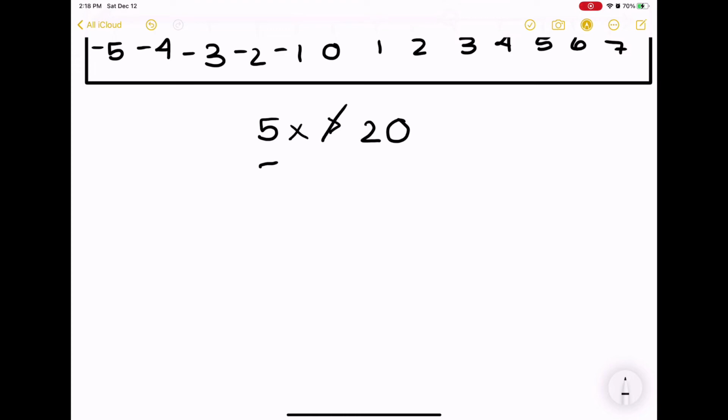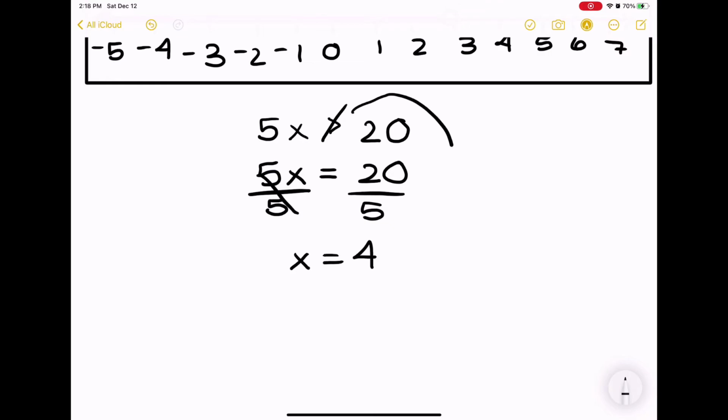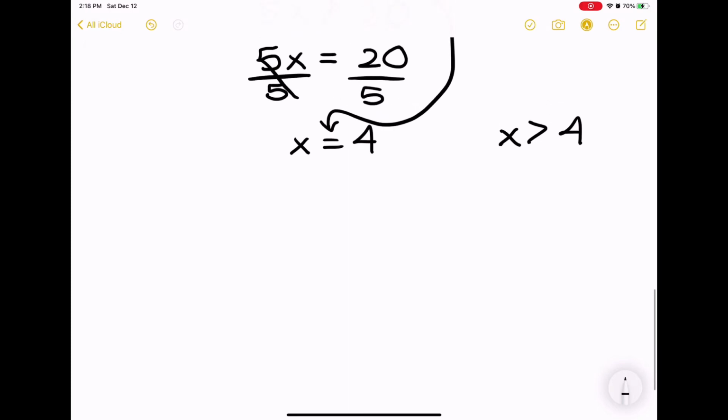Let's say we have 5x is greater than 20. Well, we go ahead and replace the greater than sign with an equal sign and simplify. Then we get x is greater than 4, which is just a simplified version of 5x is greater than 20.